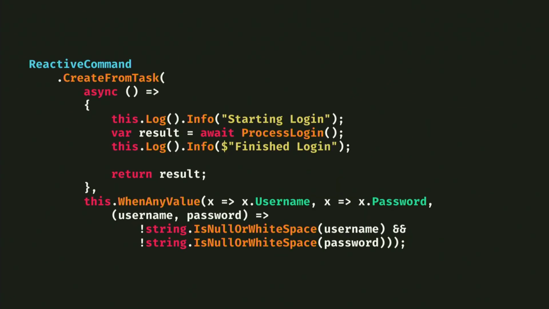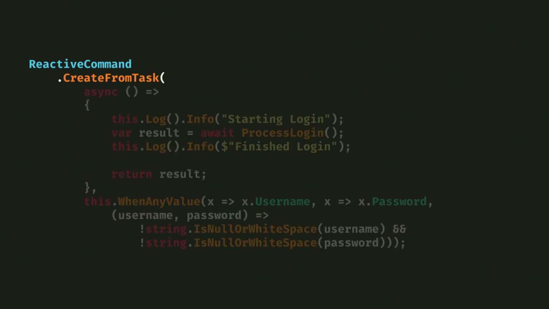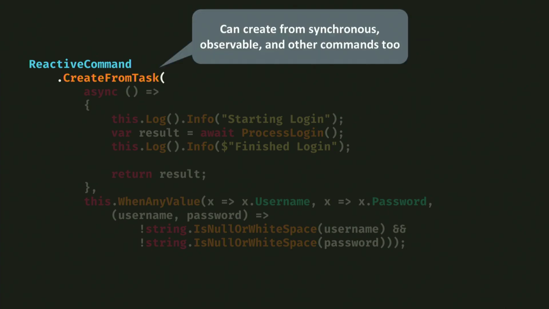To create a ReactiveCommand, what we do is build a little story like this. It starts at the top, and we're going to say, I want to create a ReactiveCommand, and I'm going to tell it that I want to create it from a task. So I want to do an asynchronous process with this command. Like I said before, you could do this with a synchronous process. You could create commands from observables or have them fire off observables when they run. You could even create commands from other commands if you want to get crazy with it. But we're just going to look at a simple example here.